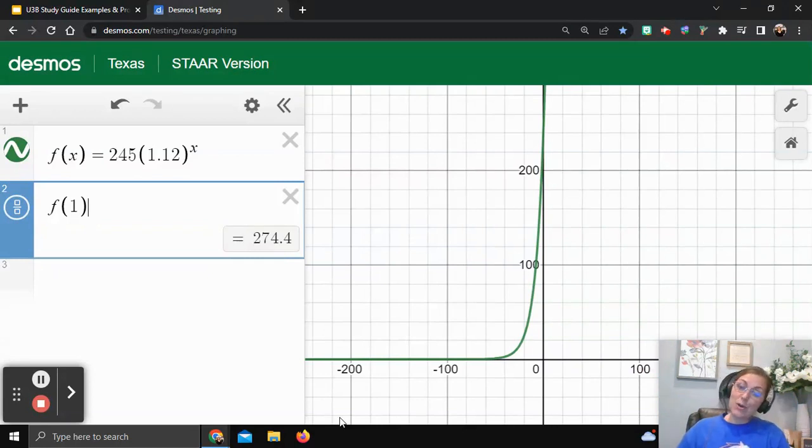So there looks like there's 274.4 bacteria. So you can't have 0.4 of a bacteria. So you have 274 bacteria at the end of day 1.